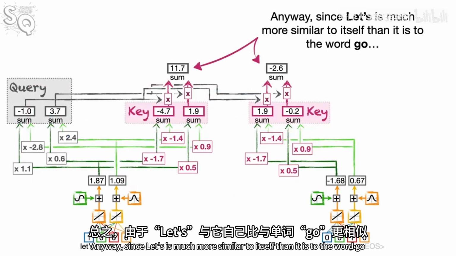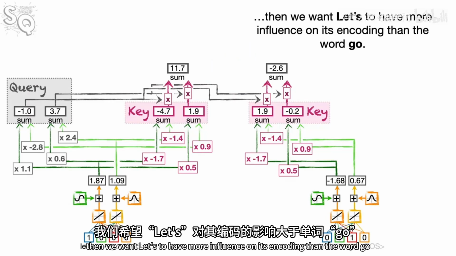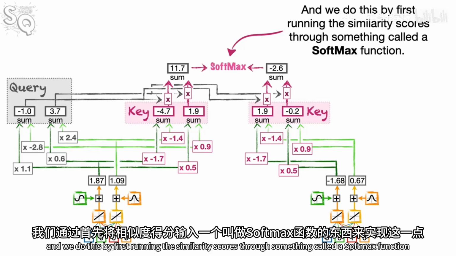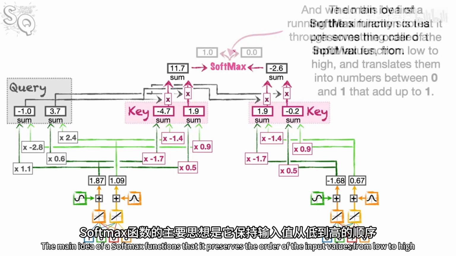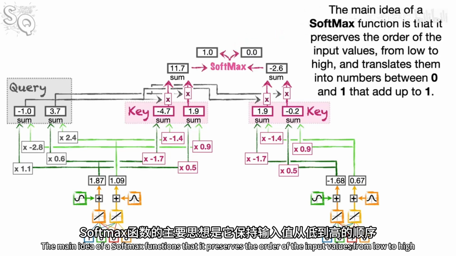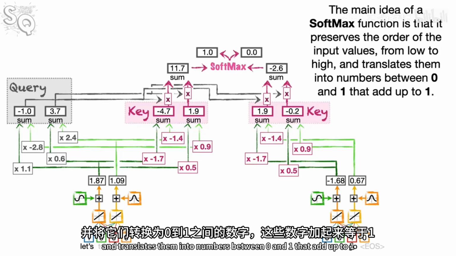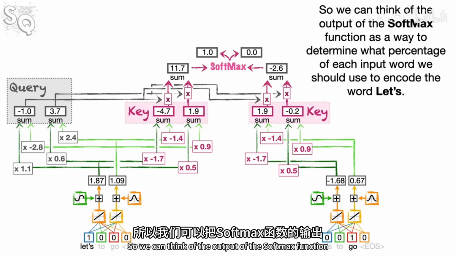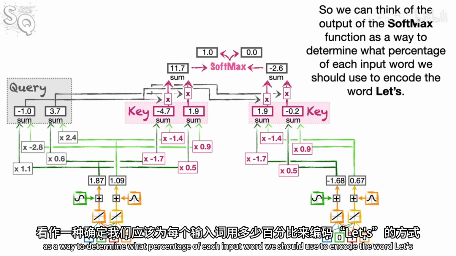Anyway, since let's is much more similar to itself than it is to the word go, then we want let's to have more influence on its encoding than the word go. And we do this by first running the similarity scores through something called a softmax function. The main idea of a softmax function is that it preserves the order of the input values from low to high and translates them into numbers between 0 and 1 that add up to 1. So we can think of the output of the softmax function as a way to determine what percentage of each input word we should use to encode the word let's.